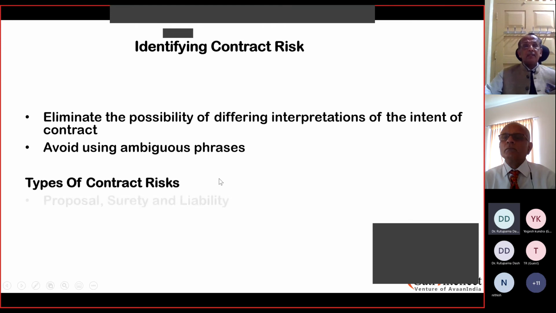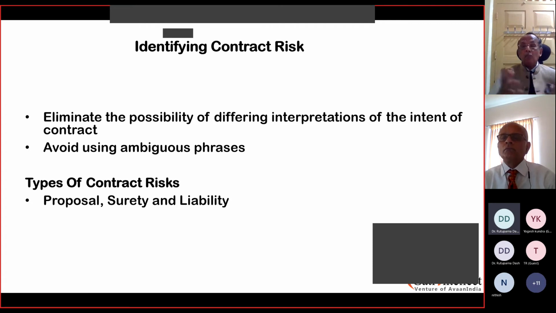Types of contract risk: proposal, surety, liability. Okay, surety and all, we will be seeing more of tomorrow. Liability is something which you have to understand. Whose liability is it? I don't want to get into it now because tomorrow we have a session on risk management, so we will be talking about liability and all in more detail.